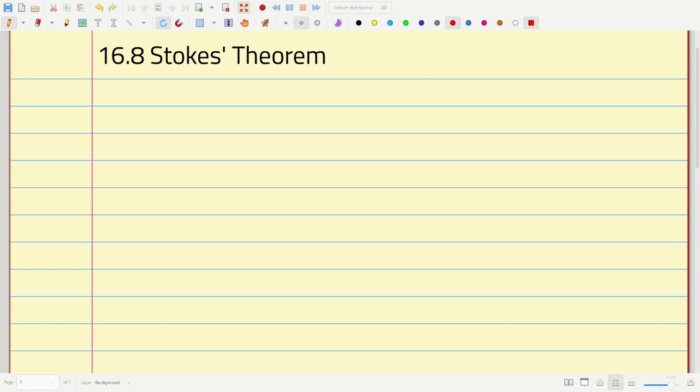Okay. So, a couple sections left of new stuff. Today, we're going to be talking about one of our two final theorems. It is called Stokes' theorem, and what this does is it relates a boundary integral to a surface integral.